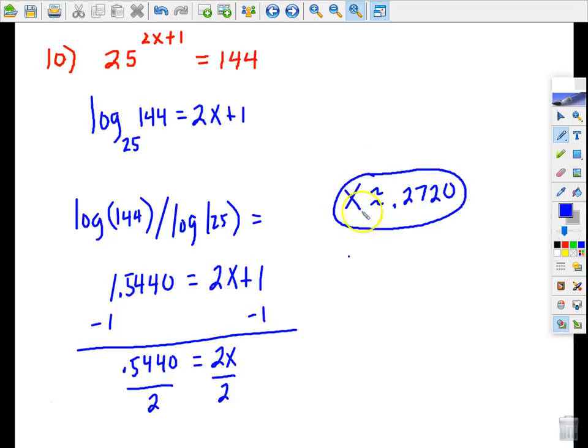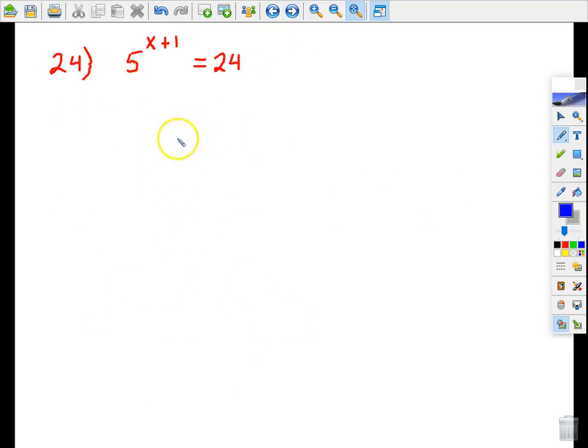I'll leave that up to you, but I definitely want this and this to be shown as part of your work. Okay. All right. Let's try another one. This is very similar. This is number 24. It's an exponential equation. Sorry. The base and the power is isolated.